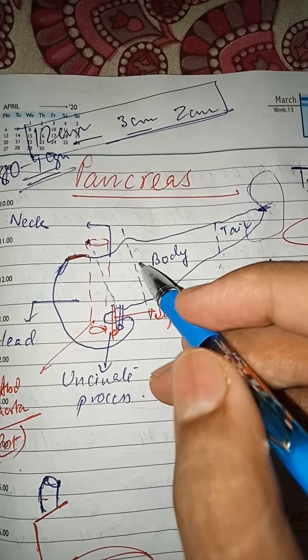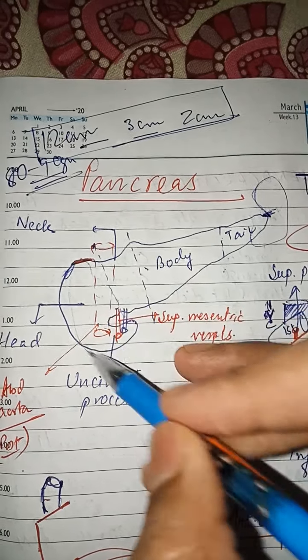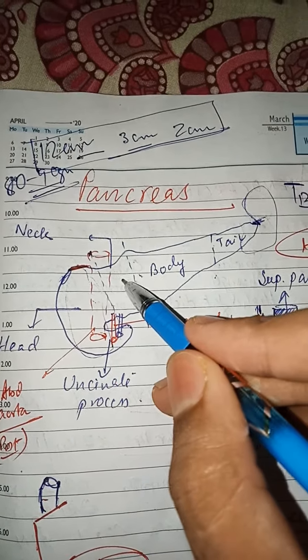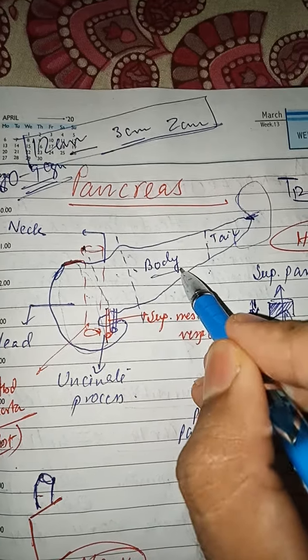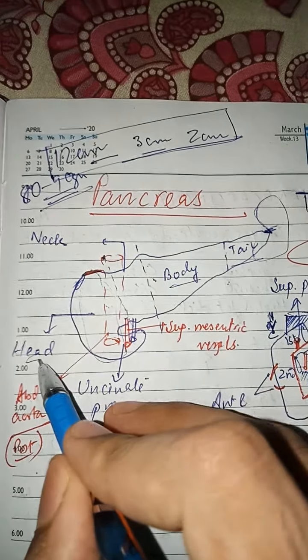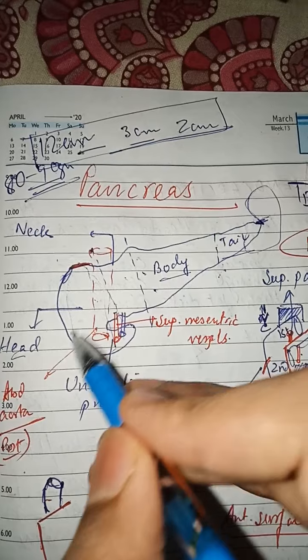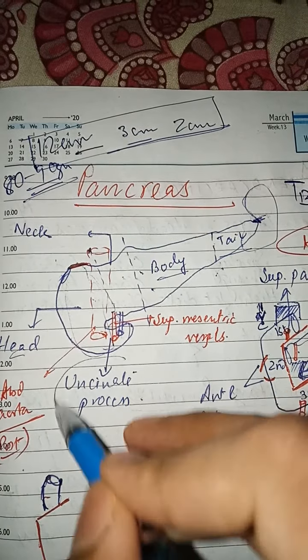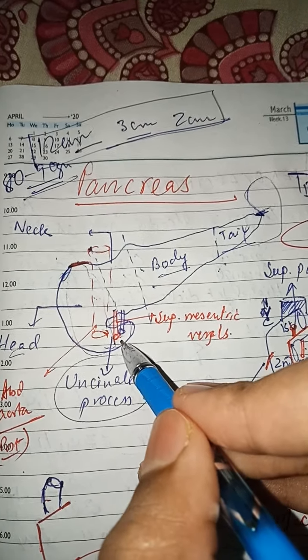Now the pancreas is divided into 4 parts. So this is the head of the pancreas, this is the neck of the pancreas, this is the body of the pancreas, and this is the tail of the pancreas. So head, neck, body, tail. Along with the head there is the uncinate process. So this is the uncinate process of the pancreas.